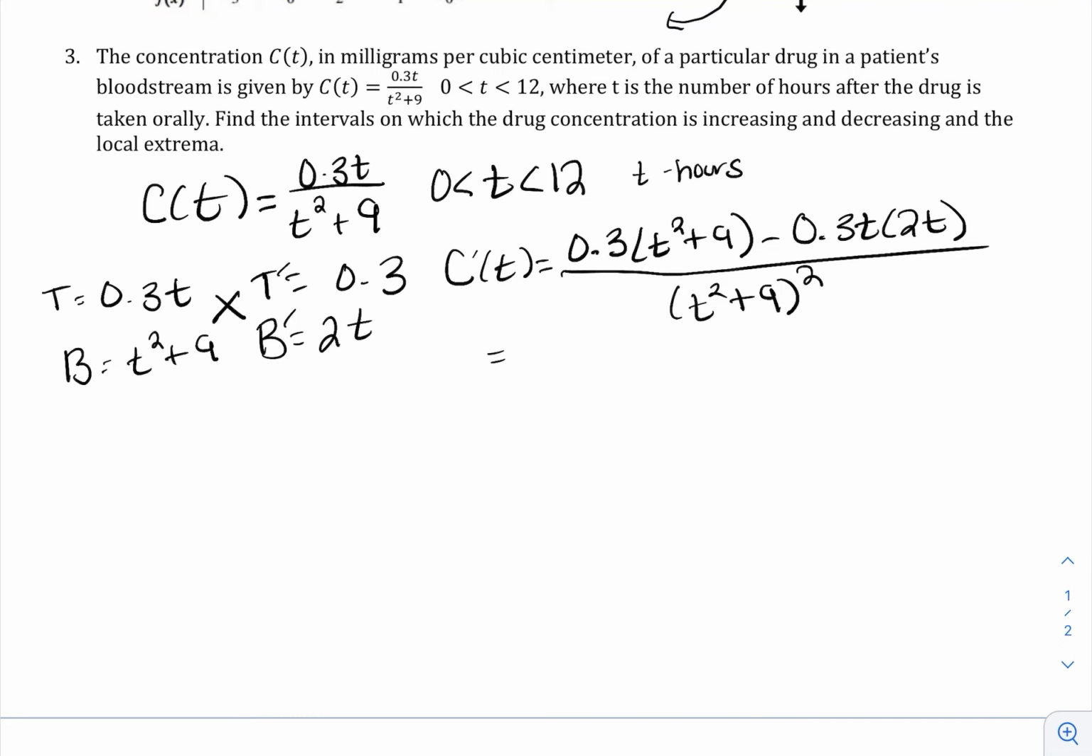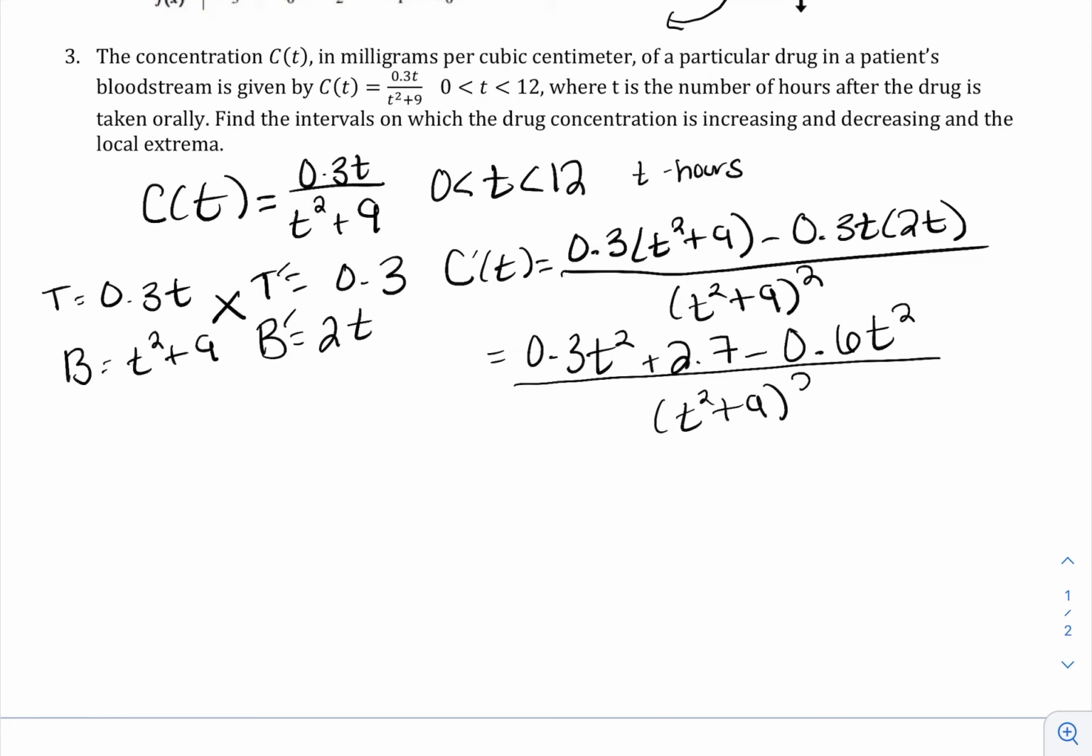I'm going to distribute the 0.3, because I'm trying to clean up the top. Then we're going to have 0.3 times 9, a positive, so plus 2.7, minus 0.6t squared, all over t squared plus 9 squared. And when I combine like terms at the top, I get 2.7 minus 0.3t squared, because the 0.6 is bigger than the 0.3, over t squared plus 9 squared.